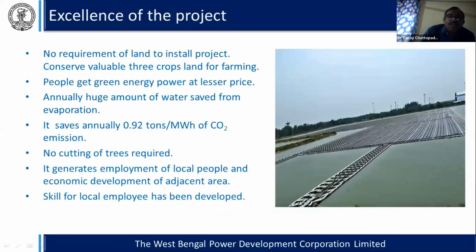And what is the excellence of the floating solar project? Actually, in a floating solar project, we use the water bodies. We do not use any land, so there is no requirement of land to install this project. And people get green energy power at a lesser price. An annual huge amount of water is saved from evaporation. That is, evaporation loss also decreases by using this type of floating solar power plant on the water bodies.